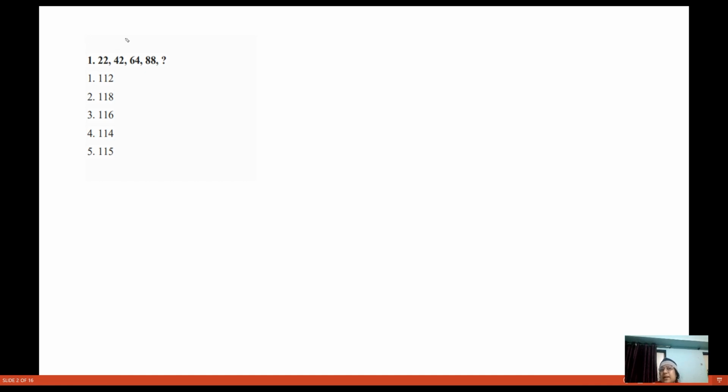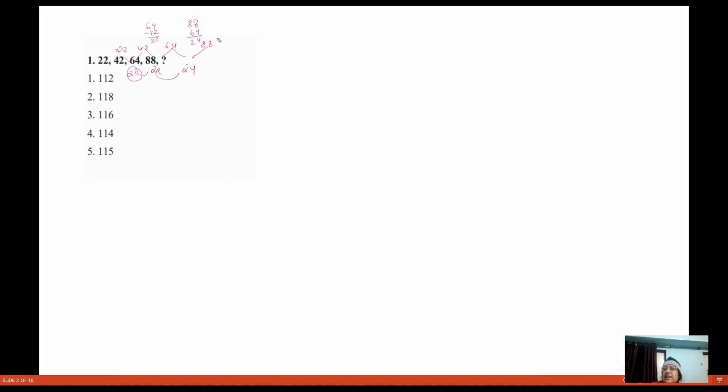Then the simplest method is that you try to take the difference between two numbers. When I take the difference between 42 and 22, what is the difference? 20. 64 minus 42, what is the difference here? 22. And 88 minus 64? It is 24. So now I am seeing that whenever I take the difference between these numbers, the next difference is plus 2.